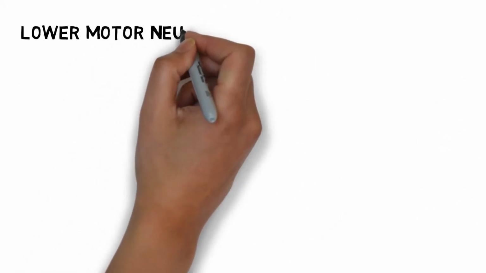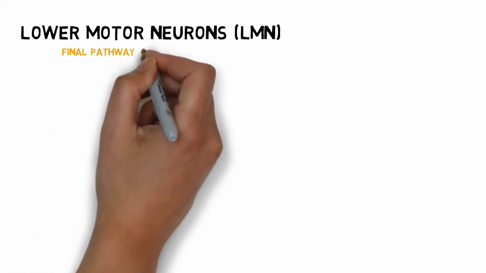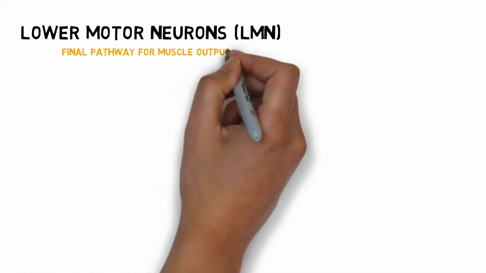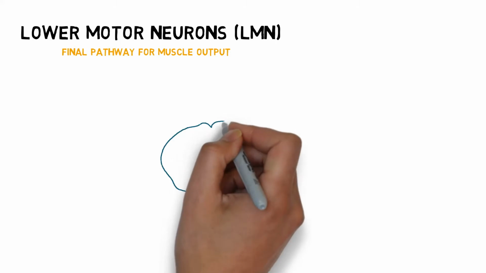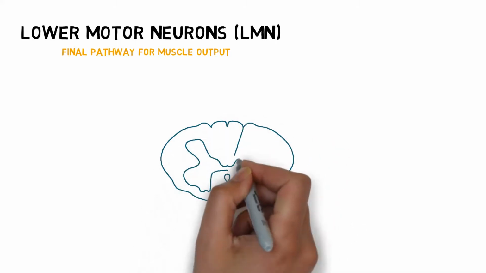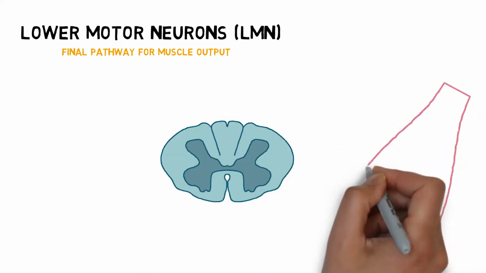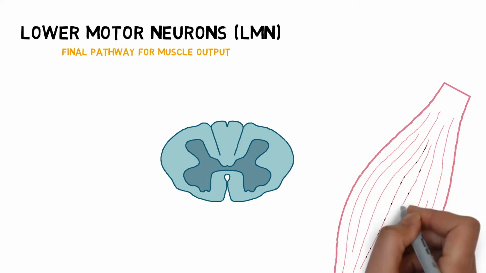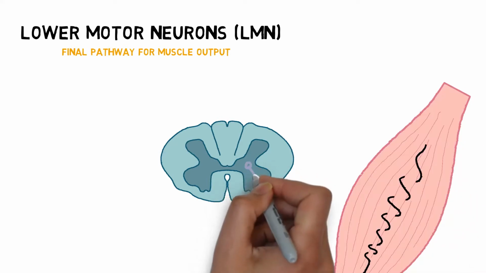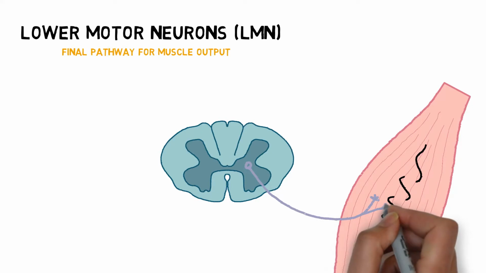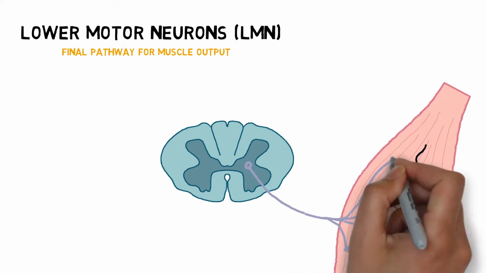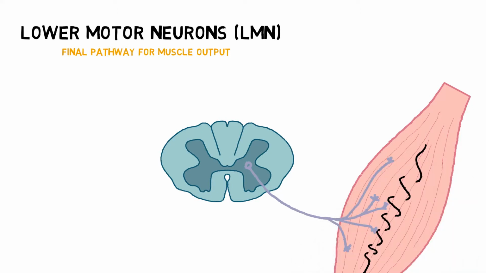This is the video on the lower motor neuron. The lower motor neuron is typically the final common pathway for all muscle output. It starts in the anterior horn, or ventral horn, of the spinal cord. The axons go out the ventral root of the spinal cord to the muscles under control at that level of the spinal cord. For example, the cord at the 5th cervical level controls the bicep muscles.